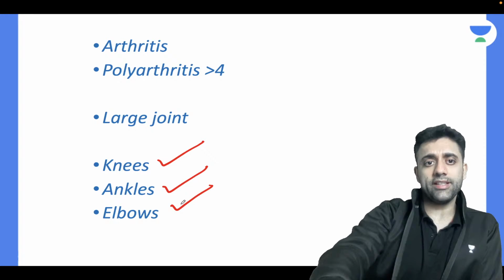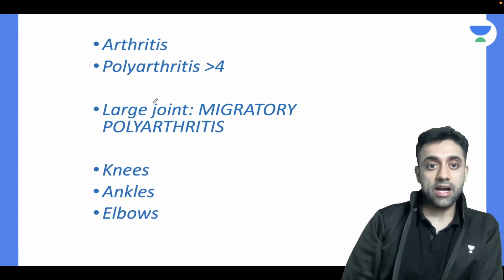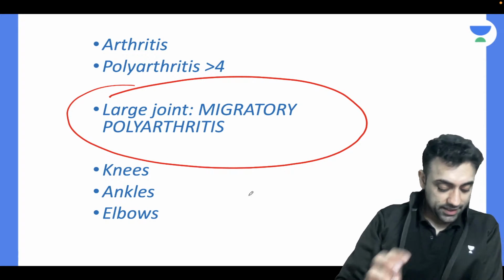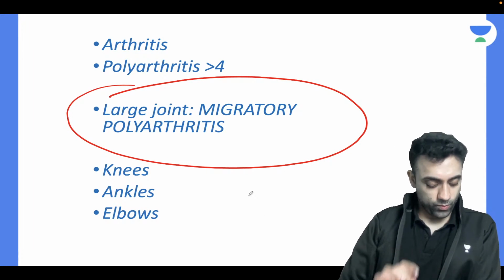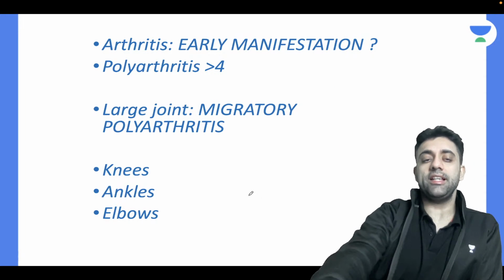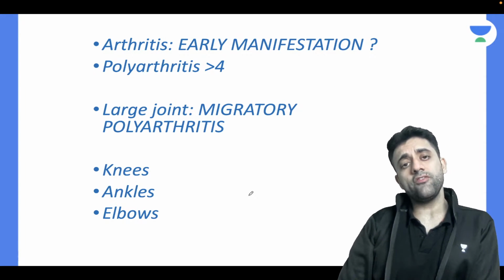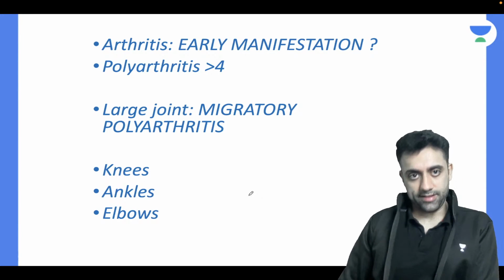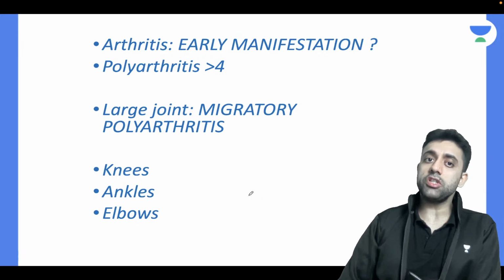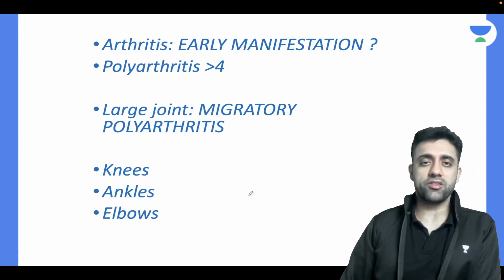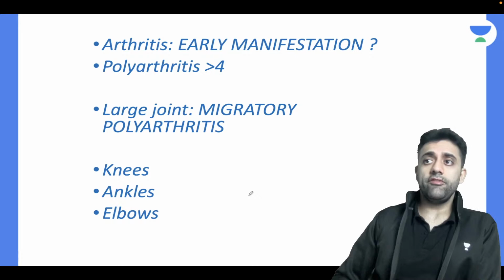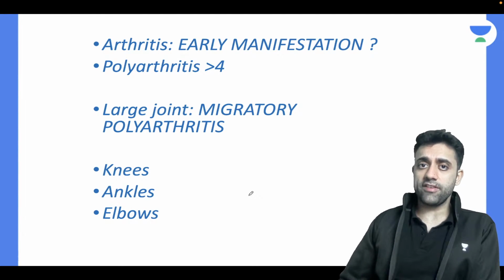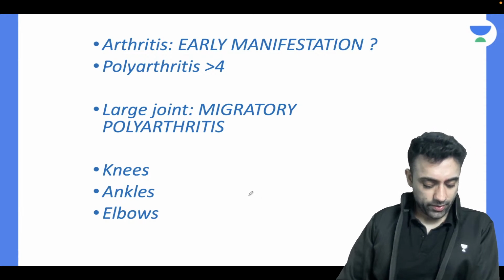Very good. Also at the same time, we need to know it is large migratory polyarthritis, right? Very good, perfect. Then, is arthritis an early manifestation or a late manifestation? Who will tell me? These are exam questions, PG entrance questions. Which of the following is an early manifestation? They ask the question like that: all are early manifestations except.